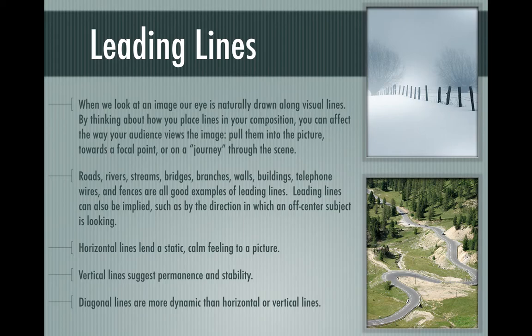So just some general feelings about lines. Horizontal lines tend to be static, more calming. So in that top wintry photo, the more horizontal fence adds to the calm, quiet vibe of that image. Vertical lines suggest permanence and stability. And then diagonal lines have a more dynamic, energetic feeling, like in the bottom photo, the aerial view of the road.